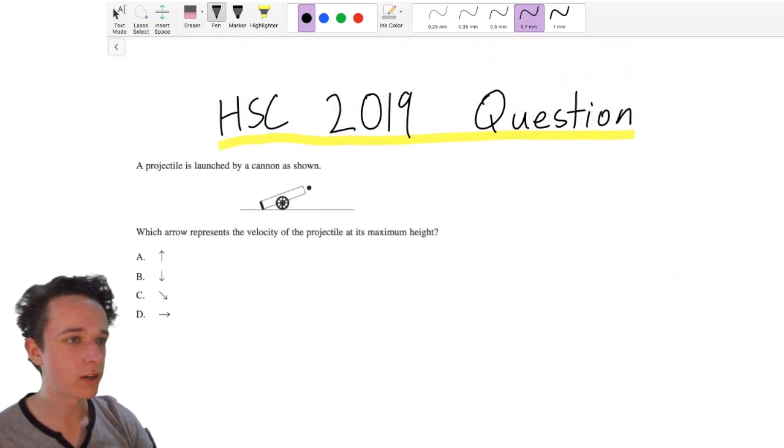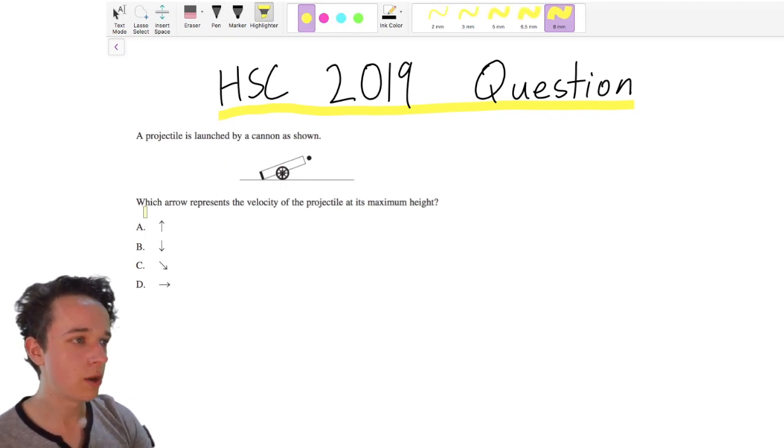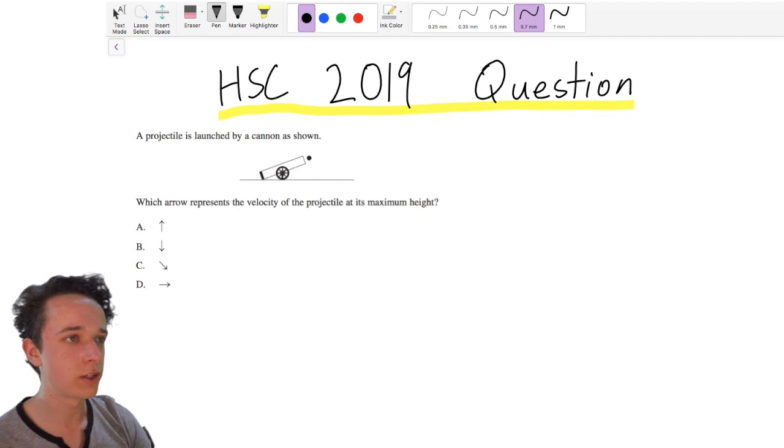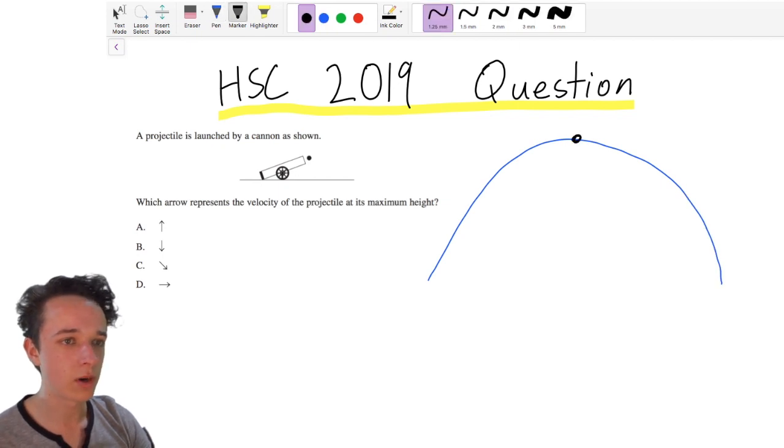Okay, next we have a question from the 2019 HSC paper. A projectile is launched by a cannon as shown. Which arrow represents the velocity of the projectile at its maximum height? So that's similar to the question we just did, right? So we have some projectile being launched here. We're considering the maximum height. We're considering its behavior at the maximum height.